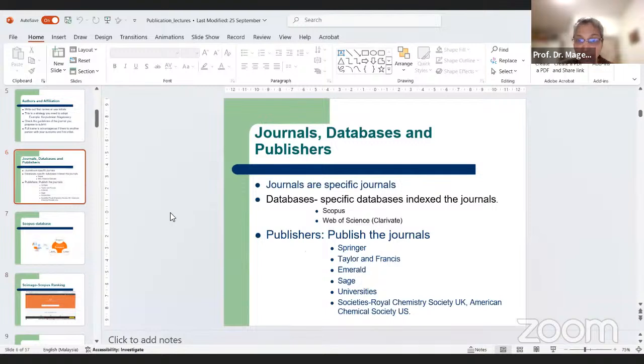Yeah. So in terms of reputable and non-reputable journals, before starting with writing all these things, you have to know. It's not just simply jump into writing. You need to know what are the reputable journals. So in terms of database, we have two databases. One is Scopus, another one is Web of Science.